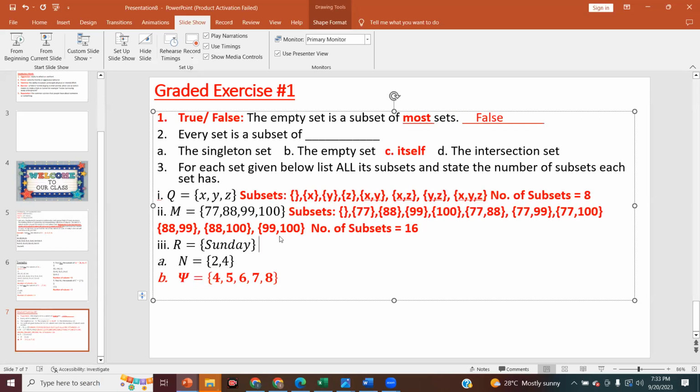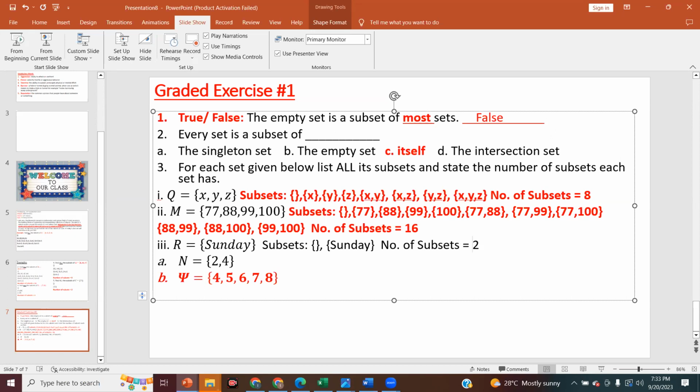What's going to be the subsets? First you have to put the empty set. Empty set. And then it's going to be what? Curly brackets, Sunday. Sunday. So the number of subsets would be 2. That's the only ones? Yes, sir. You sure? Yes, sir. Very good. The number of subsets is equal to 2.